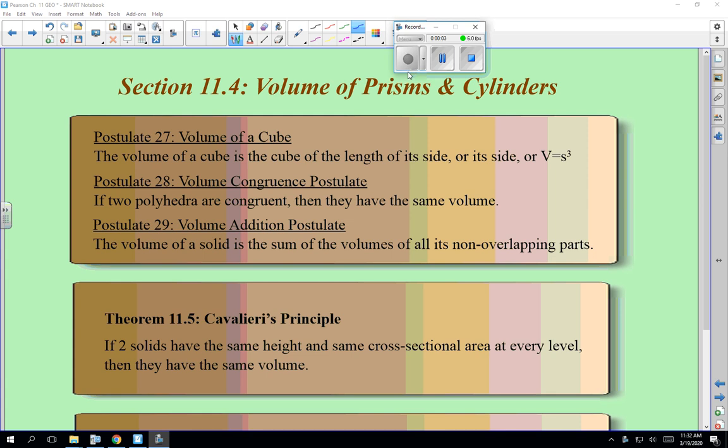Okay, guys, this is 11.4, volume of pyramids and cylinders. So here we go. Some definitions and postulates on the top here. The volume of a cube is the length of its side cubed. So volume equals S cubed. That works if it's a perfect cube.